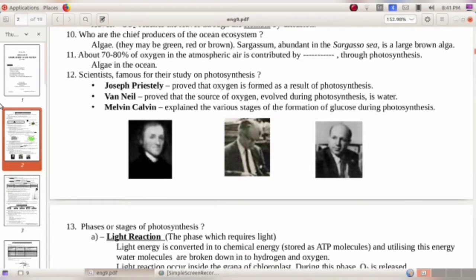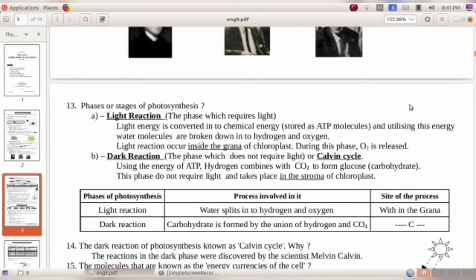Then the scientists famous for their study on photosynthesis are Joseph Priestley. His contribution is he proved that oxygen is formed as a result of photosynthesis. Van Neel proved that the source of oxygen evolved during photosynthesis is water, and Melvin Calvin explained the various stages of the formation of glucose during photosynthesis.